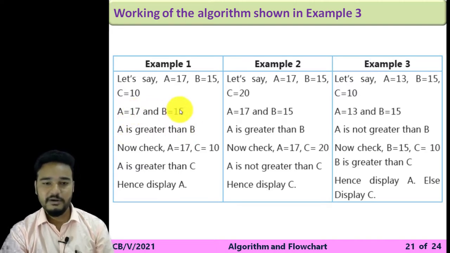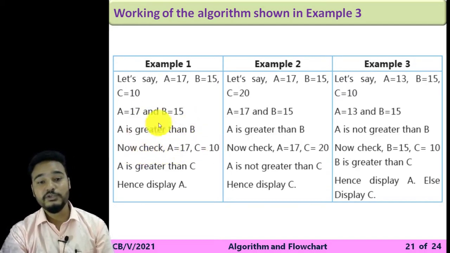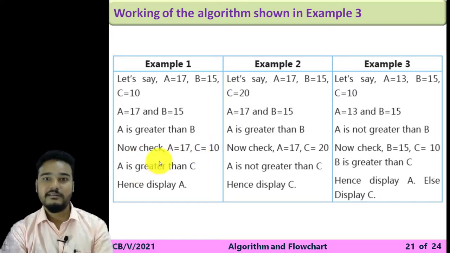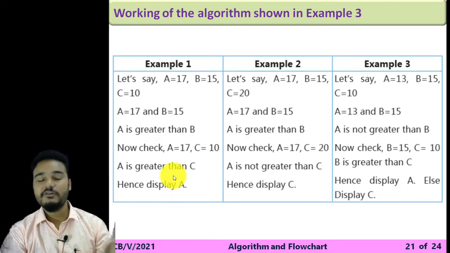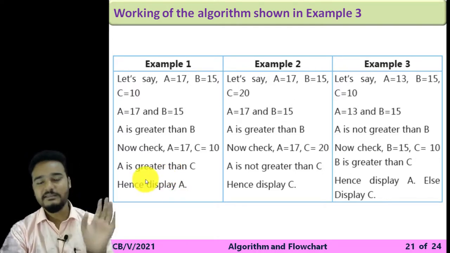17 is greater than 15, so B is removed. Then, A is greater than B, yes. Now check, we will compare A and C. 17 and 10. A is again greater than C. So here A is greater than every other number, so we will print A is largest.